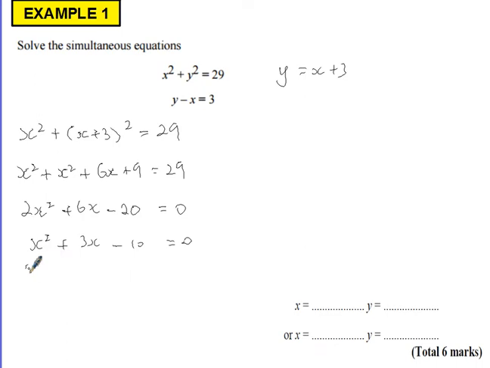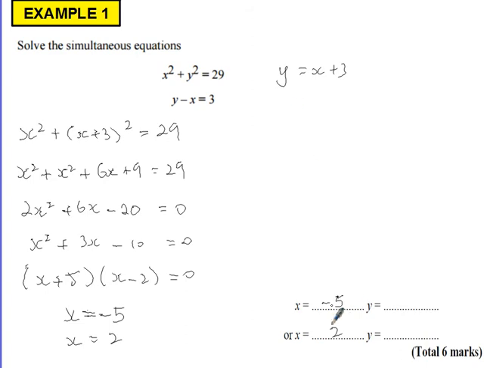So let's see if it does factorise. Sometimes you might have to use the quadratic formula to proceed with these questions, but in this one I think it's going to factorise quite simply. So (x plus 5)(x minus 2) equals 0. So we've now got two solutions for x, which is negative 5 and 2. So x could be negative 5 or x could be 2.